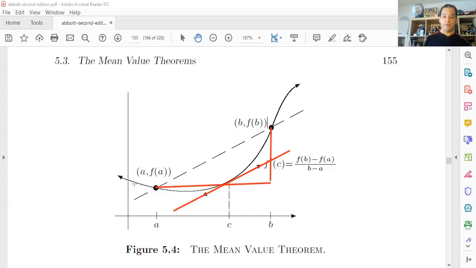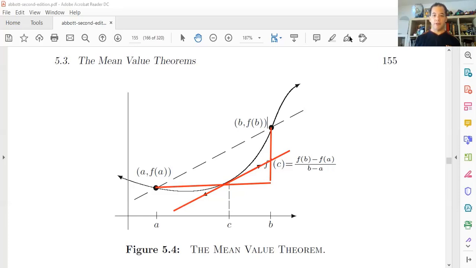That's the slope of this dotted line, and that dotted line has the same slope as the red one that I moved, and that red one has a slope f prime of c because the slope of the tangent line is the derivative, right? So that is our mean value theorem, and we want to prove it. Okay, so let's show the statement, and then we'll proceed to prove it.